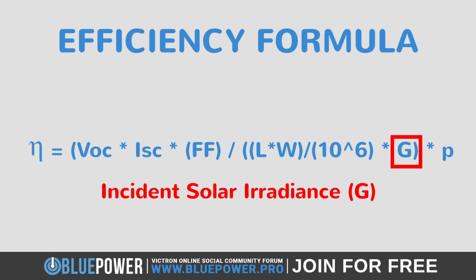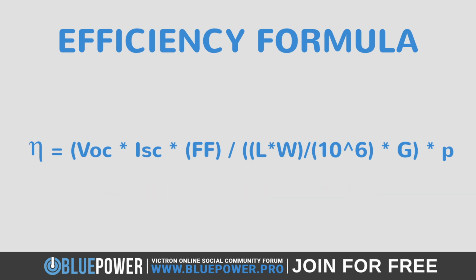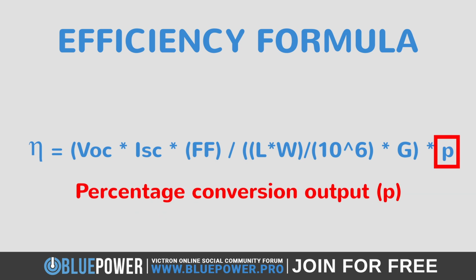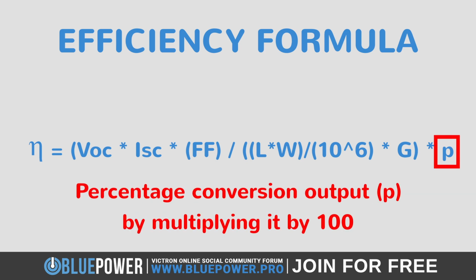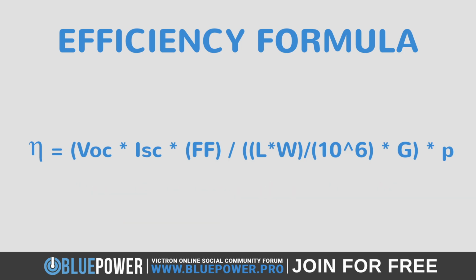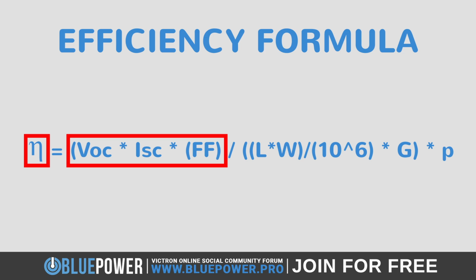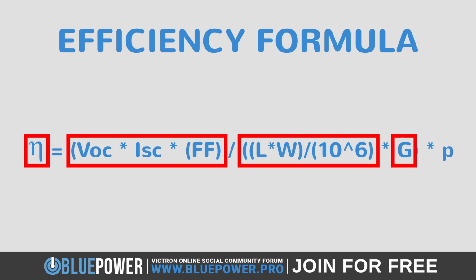G is the incident solar irradiance, usually taken as 1,000 watts per square meter under standard test conditions, or STC. Lastly, P is the conversion of the output to a percentage value by multiplying it by 100. This formula allows us to calculate the module's efficiency by relating the electrical output parameters to the physical size of the module and the incident sunlight. This helps in optimizing solar array designs for maximum energy conversion efficiency.